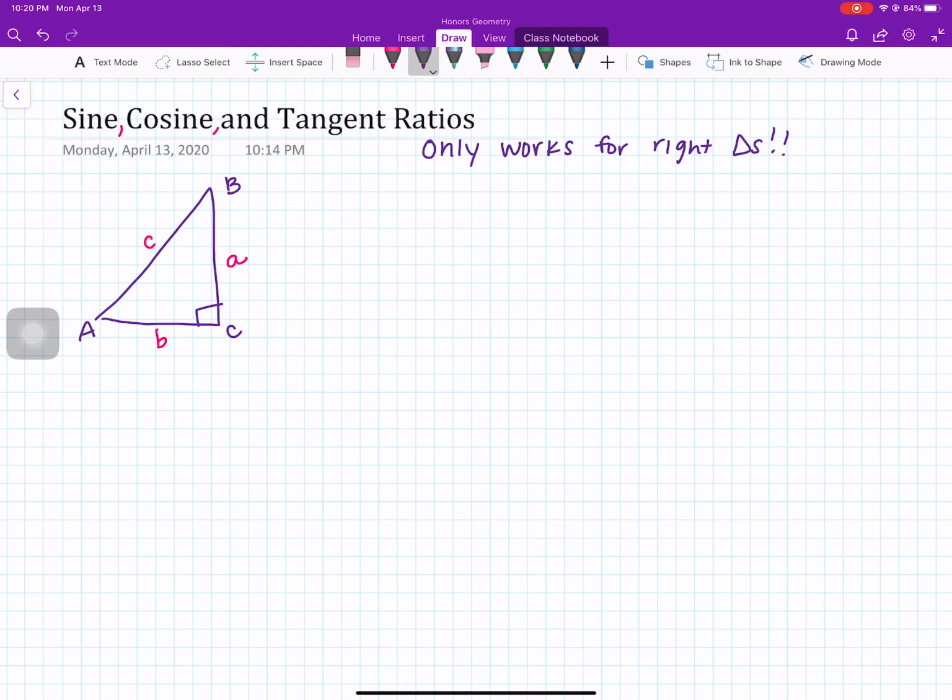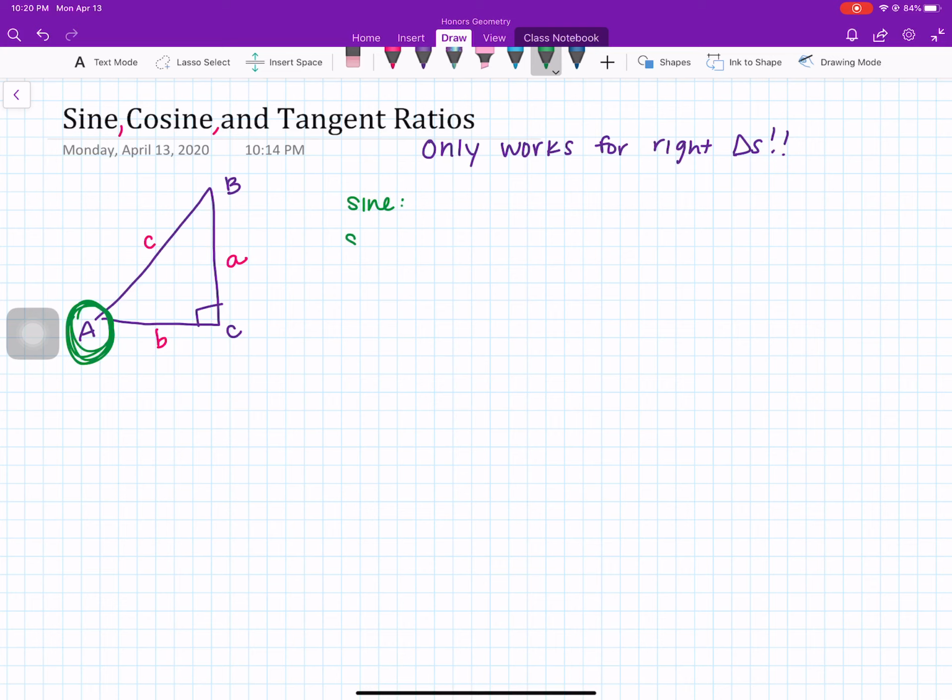So the sine, cosine, and tangent are ratios of sides. It's a comparison of two sides in a triangle. So for our purposes right now, let's look at angle A. Okay. First, we'll talk about the sine.